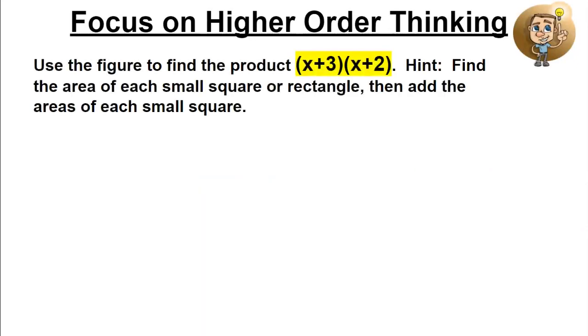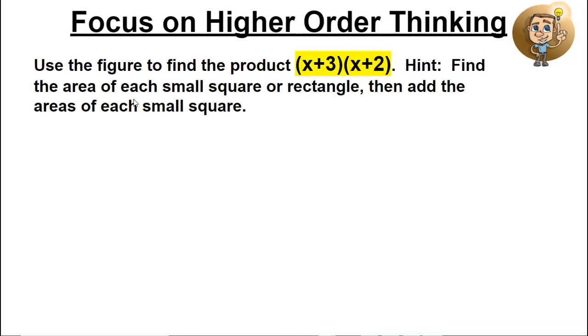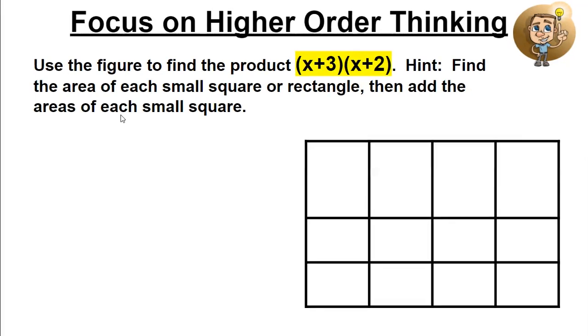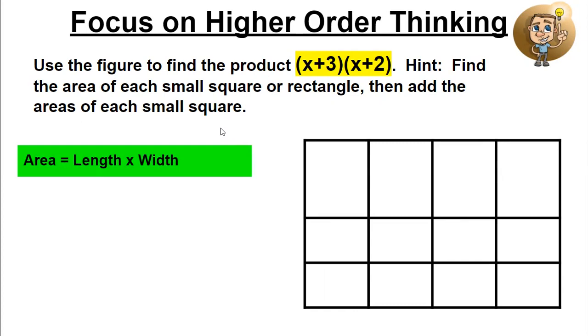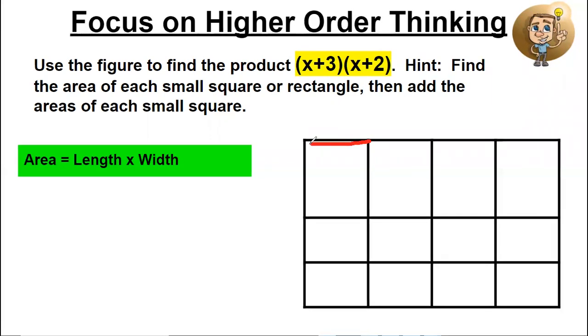Welcome back. Let's focus on some higher order thinking. Use the figure to find the product x plus 3, x plus 2. Hint, we're going to find the area. Here's our figure. We're going to find the area of each small square or rectangle, then add the areas of each small square. So these bigger squares are going to be our x's. So area, remember, is length times width. So if we wanted to find the area of just this one square, we would do length times width, and that would give us the inside area.